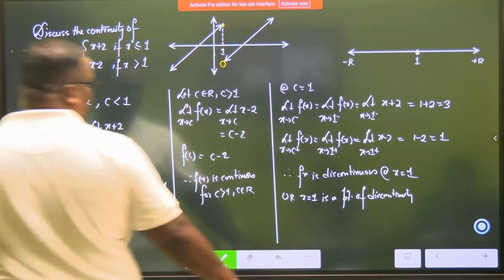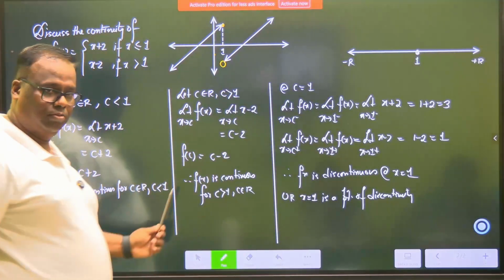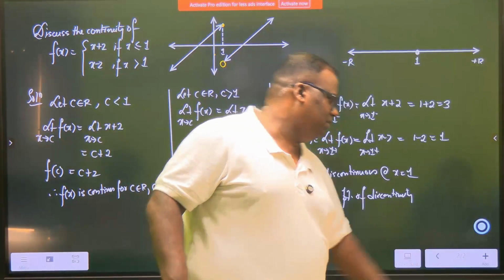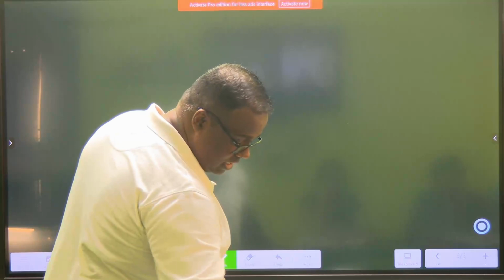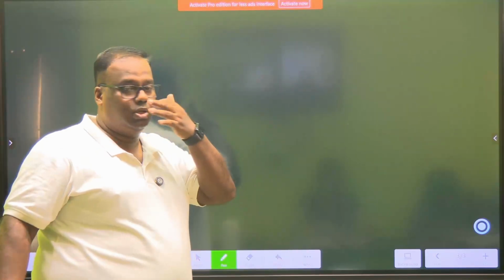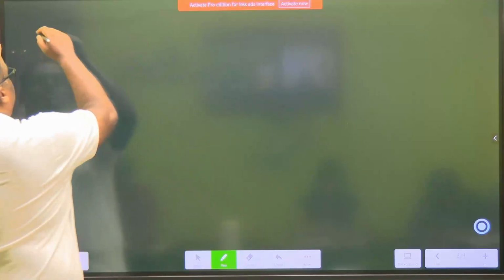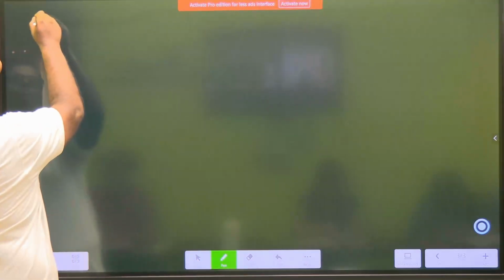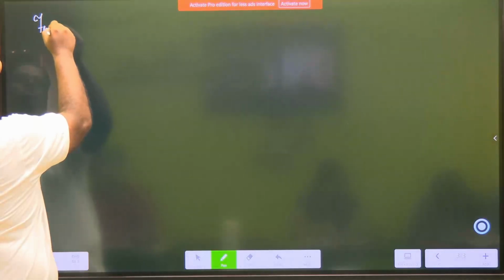Shall we do one more problem of this type? Interesting. You apply your logic. Similar. There's nothing that you have to copy my language. Okay. Now it says find all points of discontinuity. It is not asking you to discuss discontinuity. It is saying find all points of discontinuity.